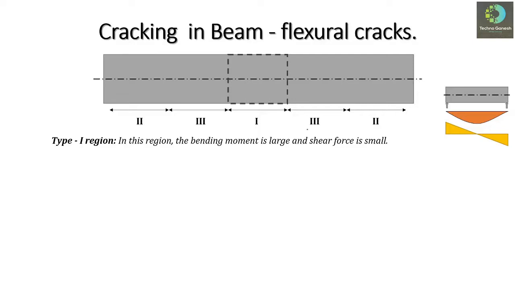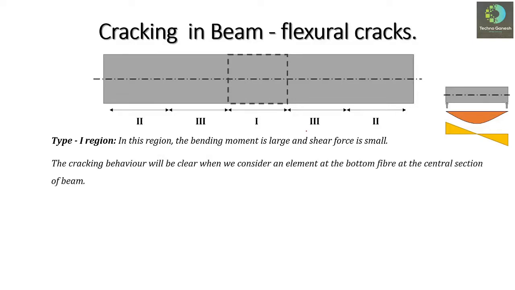For understanding the exact behavior, let us consider a small element in this portion, so that we will be able to consider the cracking behavior in a clear way. The cracking behavior will be clear when we consider an element at the bottom fiber at the central section of the beam. That's why we have considered this elemental portion, as marked with the red rectangle here.